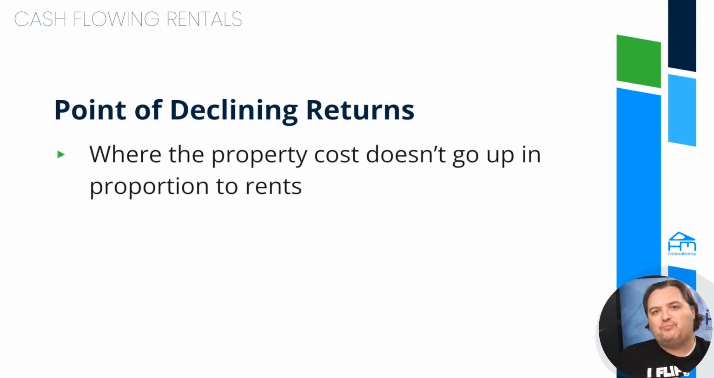So the point of declining returns. So where the property cost goes up and the rents don't follow it. So you can say, hey, at what point do my rents versus my property values cross each other where I'm getting declining returns? Meaning for each $50,000 more I spend on the property, I'm actually not getting that relative to the percentage of rents that I'm wanting. So you'll start to see this.